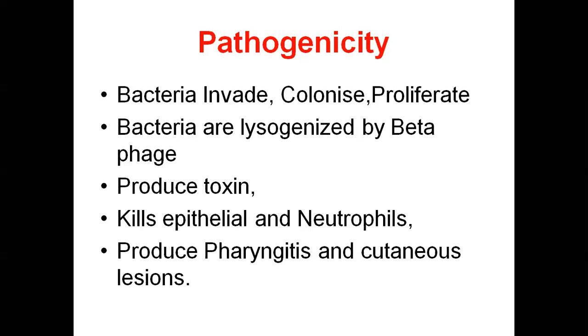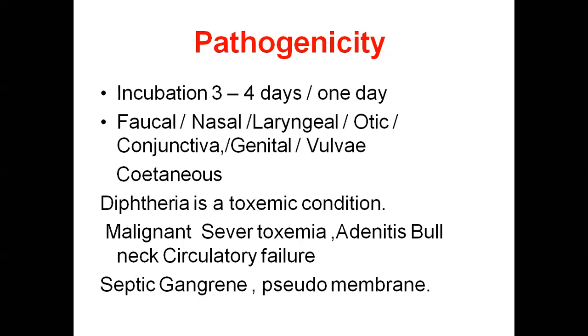After that, they migrate or proliferate into other cells. In each and every cell, they produce toxin and kill them. They kill the epithelial cells and neutrophils. That produces inflammation. The example quoted here is the pharynx: pharyngitis, infection and inflammation of the pharynx, and cutaneous lesions, that is, the mucous membranes and the layers associated with them. These areas will be affected.